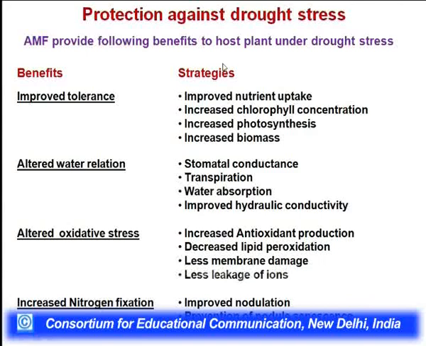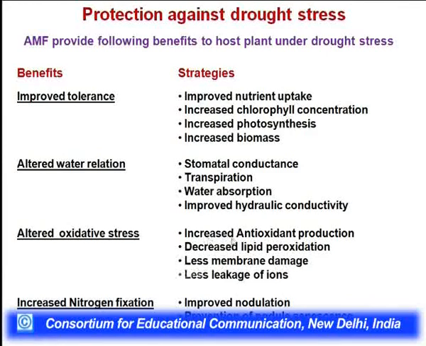How? The strategies are that mycorrhizal fungi improve nutrient uptake under drought stress. It increases chlorophyll concentration, it increases photosynthesis and biomass production. Stomatal conductance, transpiration, water absorption, and improved hydraulic conductivity under drought stress lead to the altered water relation in the mycorrhizal plant.